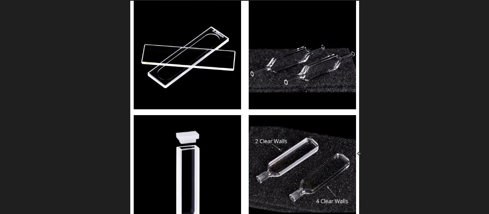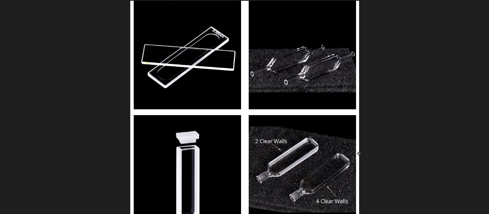Similarly, we have another set of sample holders with variable shape, as can be seen, and these are quite thin. The path length is 10 millimeter but the width is quite small. For example, these two are variable in a sense that one has 2 clear walls and the other has 4 clear walls. The concept of 2 clear walls and 4 clear walls is also applicable to the fact that you can have variable path length if you have a cell with different dimensions.